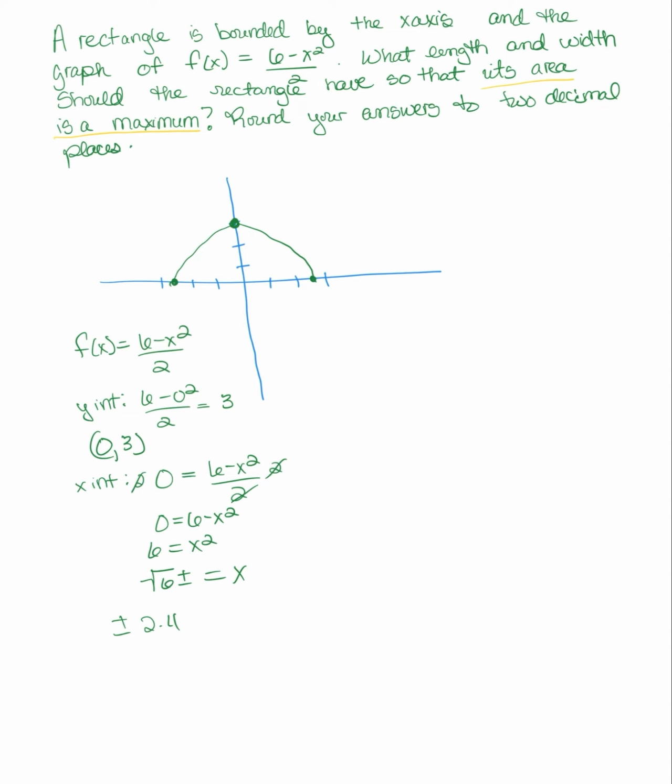So if we're maximizing our area, that means we want to take up as much area as possible, right? And we're also going to have symmetry here because of this being a semicircle. Okay, so there is our rectangle.